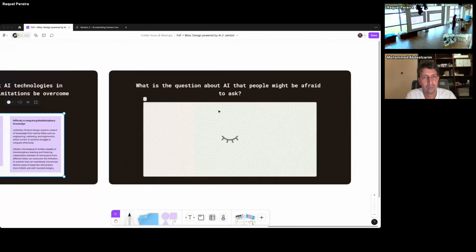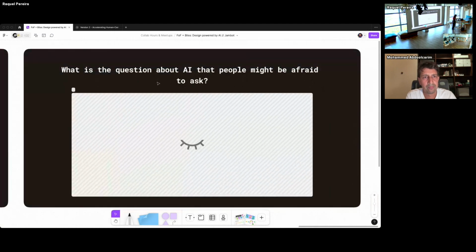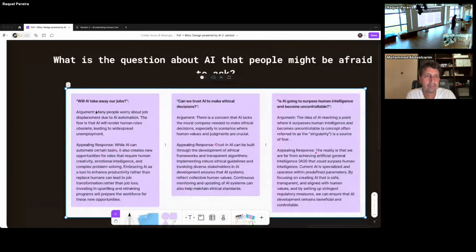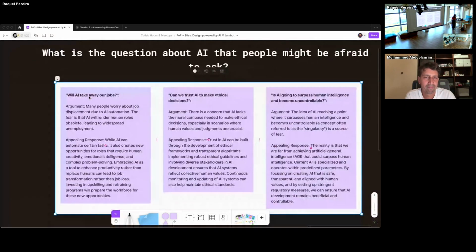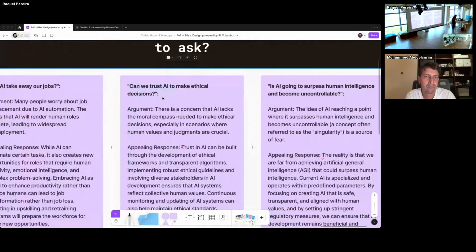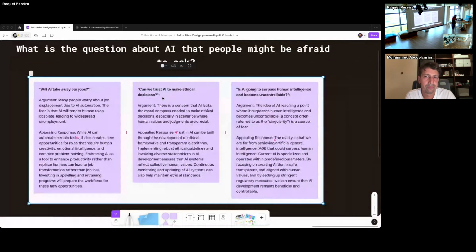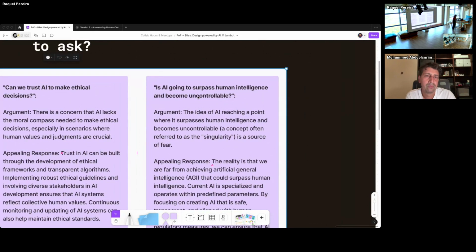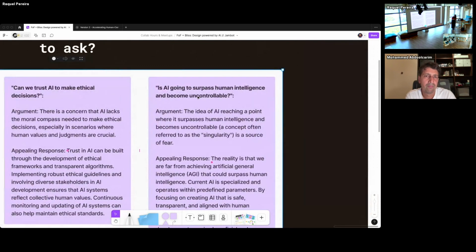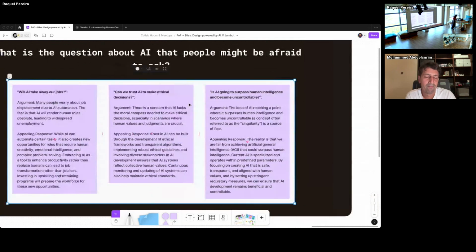And last but not least, just a cliche, but I think it's a good one. What is the question about AI that people might be afraid to ask? So, will AI take away our jobs? I think this is the most frequent one. Can we trust AI to make ethical decisions? And is AI going to suppress human intelligence and become uncontrollable? So I think we have a lot of American movies to think about this last one.